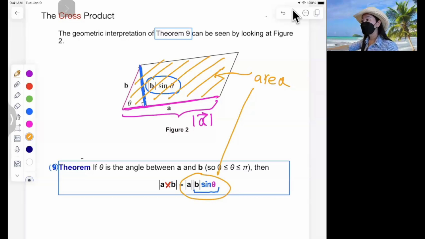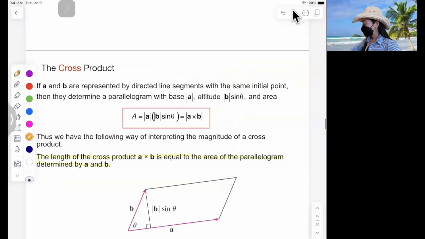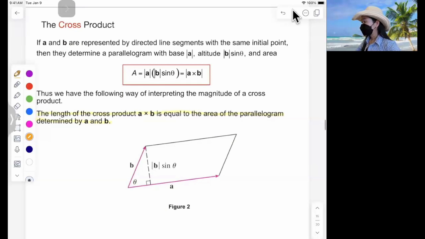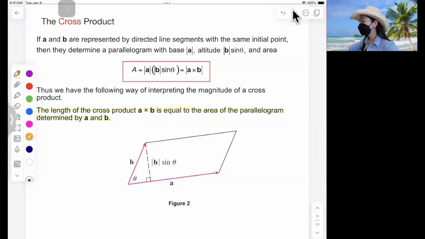So next time, if you try to find the area of a parallelogram, you can find this vector and this vector, and do the cross product of them. Questions? No? Okay. So the length of the cross product of A cross B is equal to the area of the parallelogram. It's this area over here.